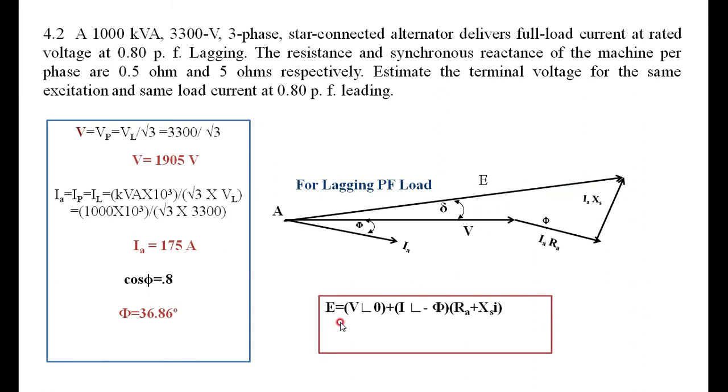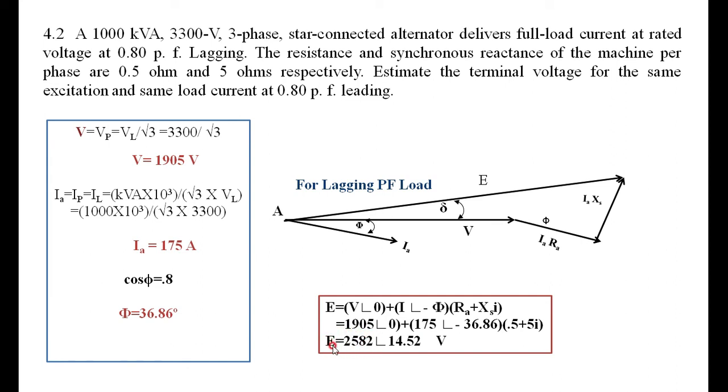Therefore, the E is equal to V an angle of 0 degree plus I an angle of minus phi because it is a lagging power factor, into RA plus jXS. Just have to substitute the value, that is 1905 an angle of 0, 175 is the current, an angle of minus 36.86, it is a lagging power factor, then 0.5 plus j5. Then if you work this out, what you are getting is 2582 an angle of 14.52 volts. I am not interested in the load angle delta, but what I am interested in is the excitation voltage.